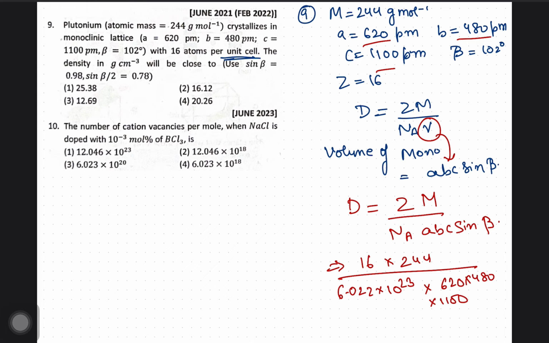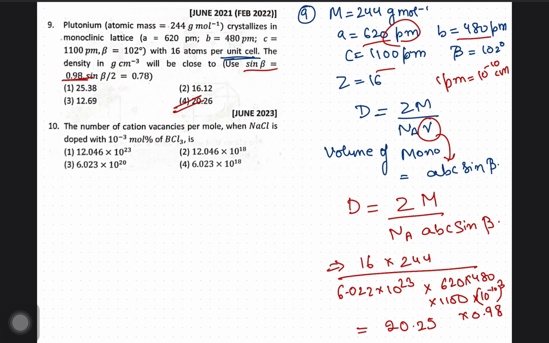Now you have to convert this into centimeter. This is in picometer. We know that 1 picometer is equal to 10 raised to power minus 10 centimeter into 10 raised to power 10, the cube, in centimeter. And sine beta is given as 0.98. Now upon solving this you'll get 20.25, here 26, so the fourth will be the right answer, right?